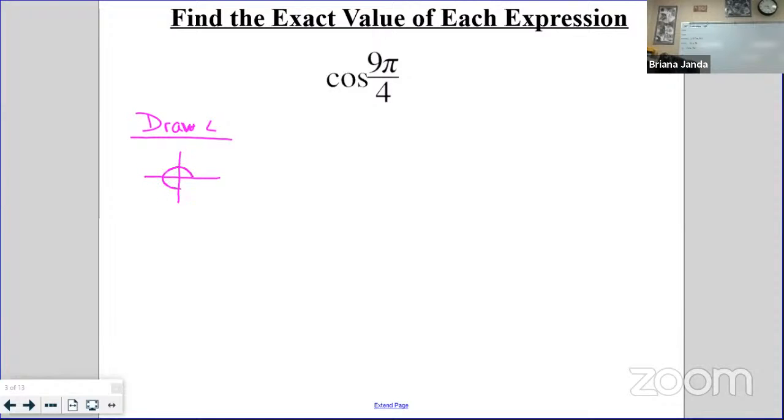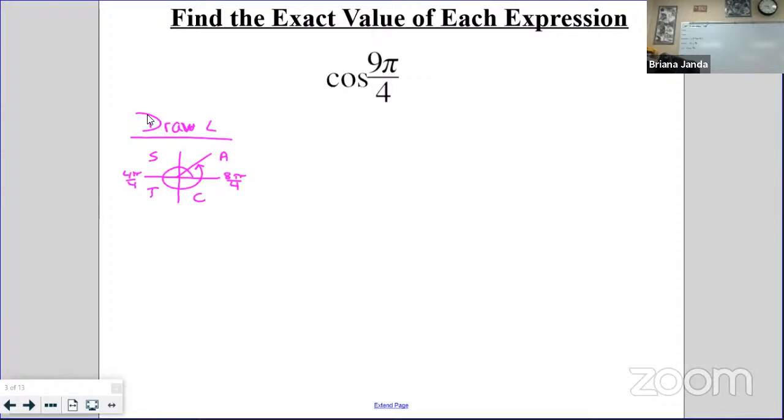Bigger than a full circle, right? A full circle in terms of fours would be 8 pi over 4. And I'm supposed to go 9 pi over 4, which means I am just past a full circle. So two things I learned from that. One of those is what quadrant my angle falls into, which is quadrant 1. Tells me my answer is positive because all functions are positive in quadrant 1.